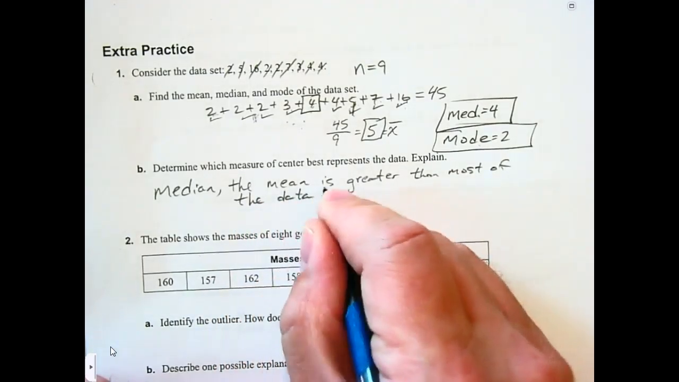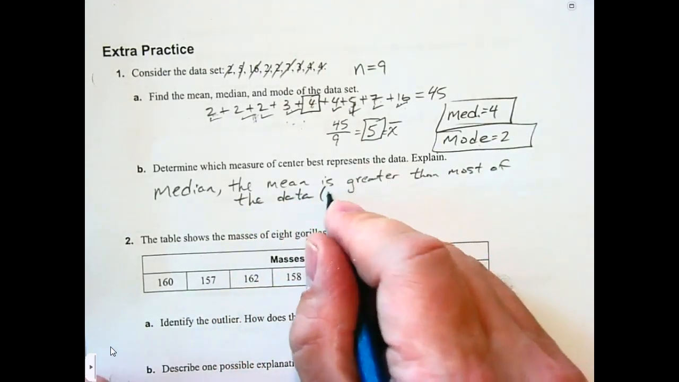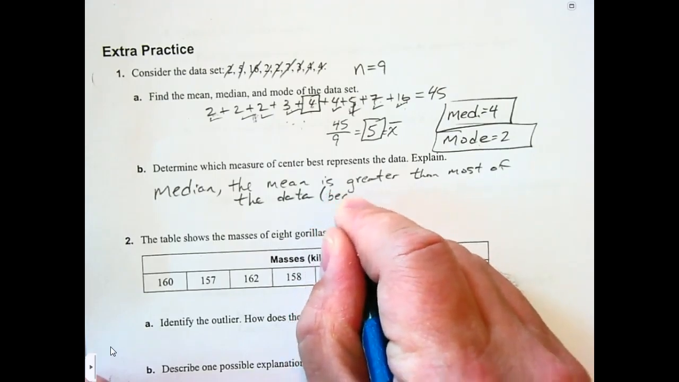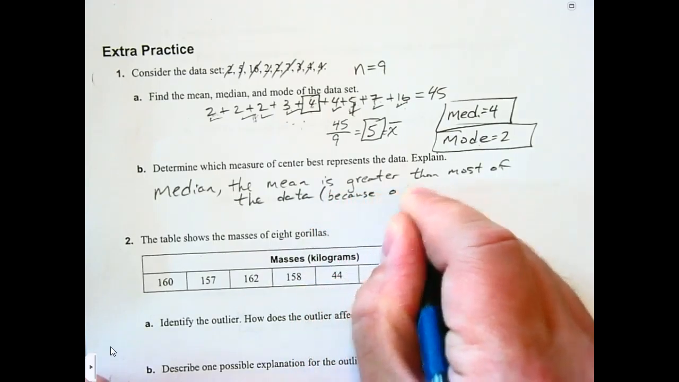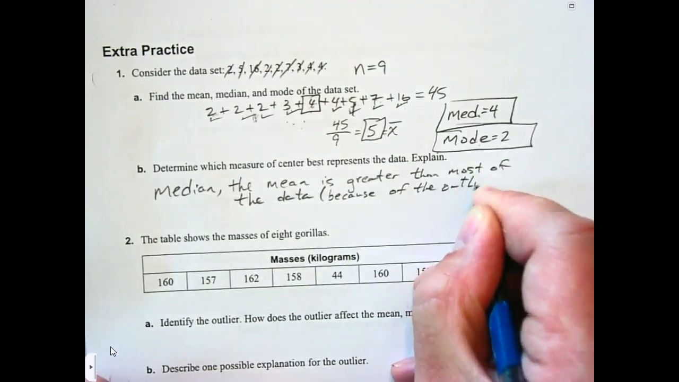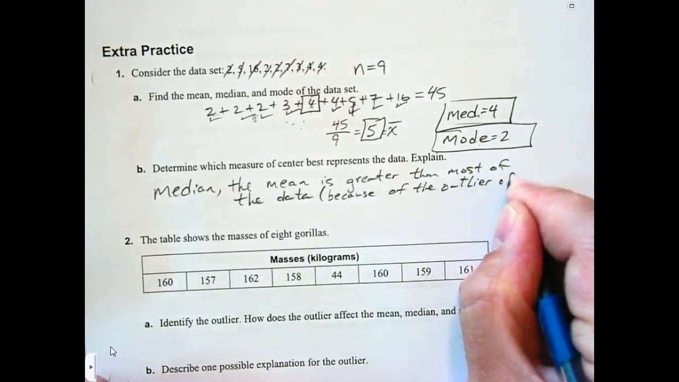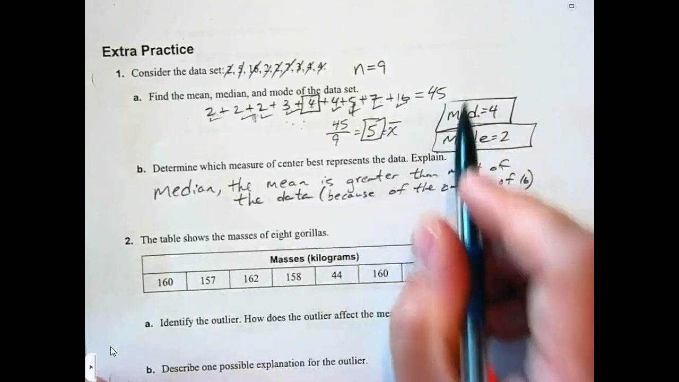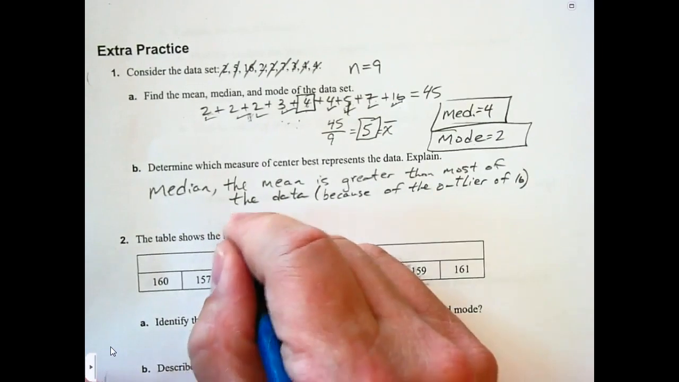And as Bailey said, the mean's greater because it's affected by the outlier. The outlier of 16. So there's a good example of an outlier there.